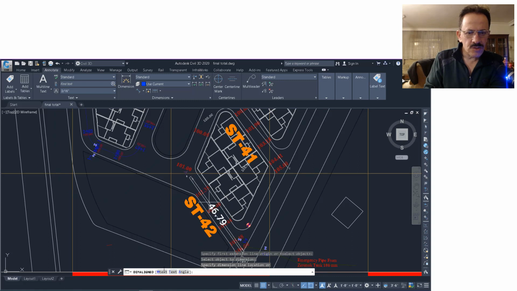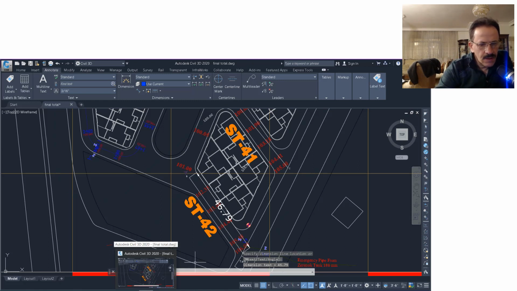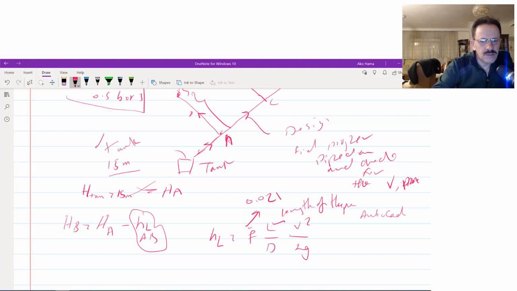So here's the dimension of AB, and be aware these are in meters because the scale is in meters. So 46.67 is the dimension of this pipeline from A to B. Now back to the 46, so here it was about 46 meters.